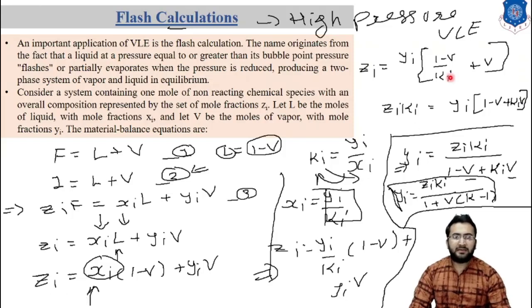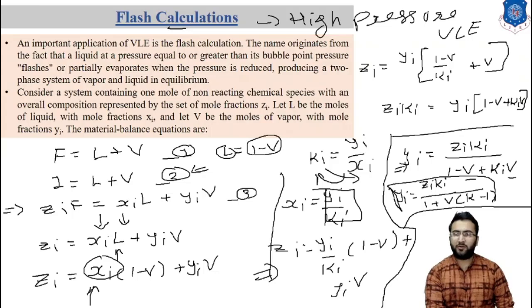Now if we want to take Ki common, we have to multiply Ki with both sides. So multiplying Ki with the Zi, we will get Zi into Ki is equal to Yi in the bracket 1 minus V plus Ki into V. So this equation in the subject of Yi becomes Zi Ki upon 1 minus V plus Ki into V. Now taking this V common, we will get Yi is equal to Zi Ki upon 1 plus V into (K minus 1). So this is the flash calculation equation.